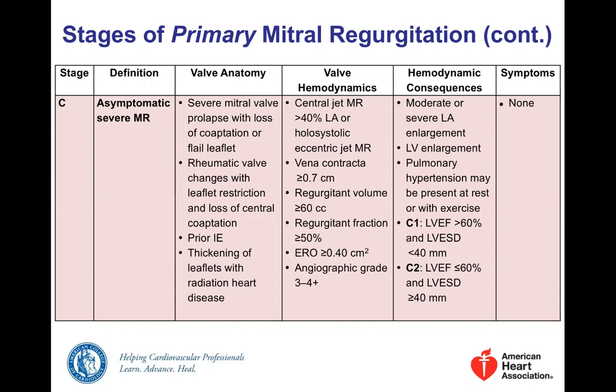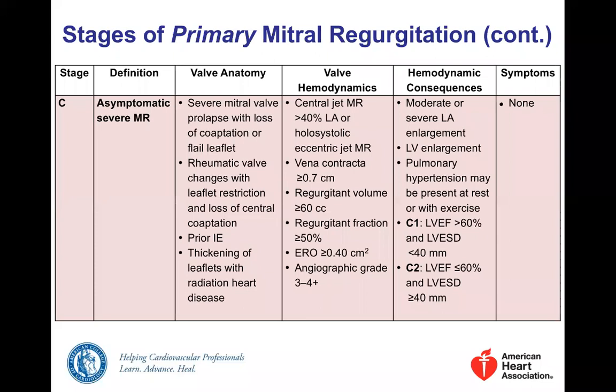The valve hemodynamics: there would be central jet MR more than 40% of the left atrium or holosystolic eccentric jet mitral regurg. Vena contracta will be more than 0.7. Regurgitant volume will be more than 60. Regurgitant fraction will be more than 50%. And the effective regurgitant orifice will be more than 0.4. And on angiography, grade will be 3 to 4 positive. There would be no symptoms, but there are some hemodynamic consequences: moderate or severe left atrium enlargement, left ventricle enlargement, and pulmonary hypertension may be present at rest or with exercise.